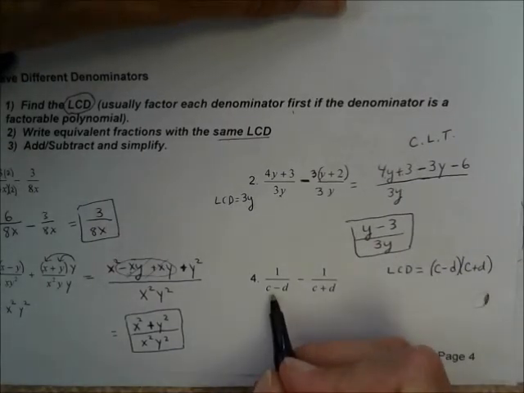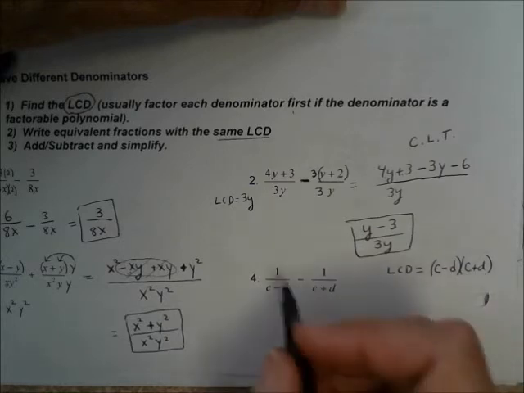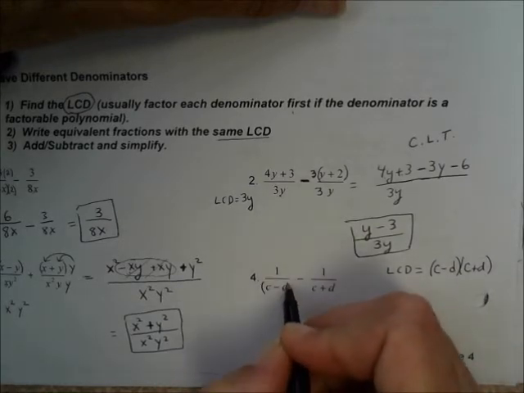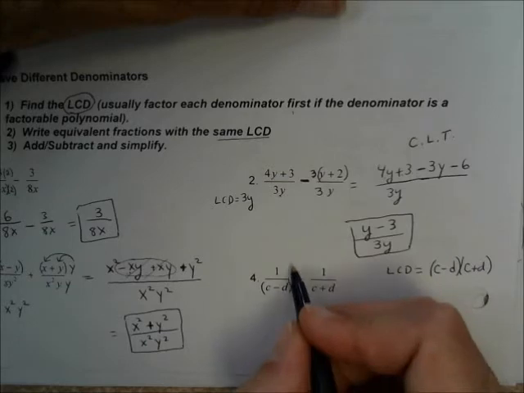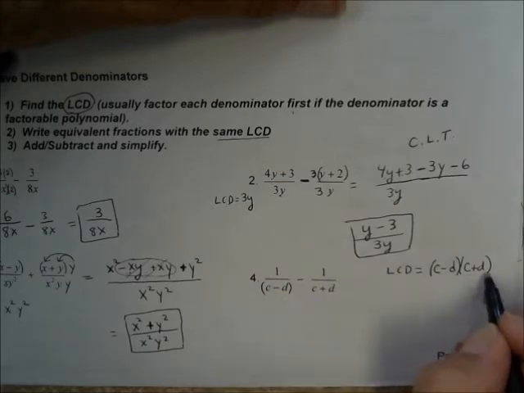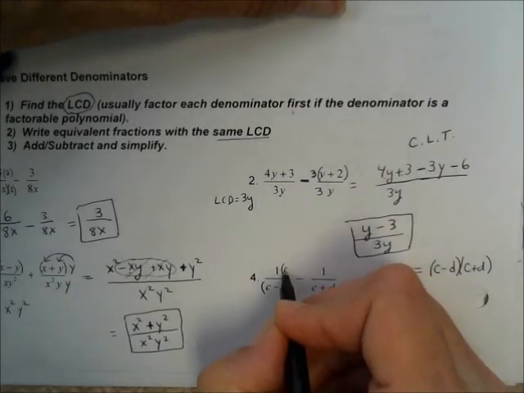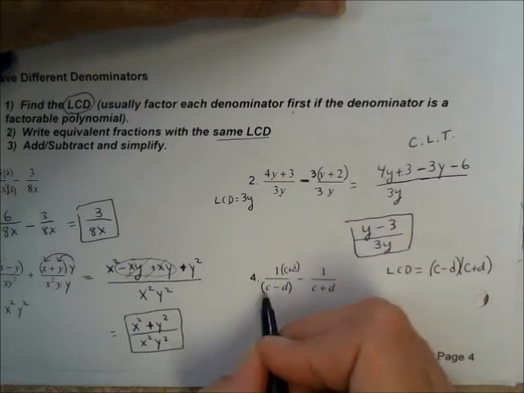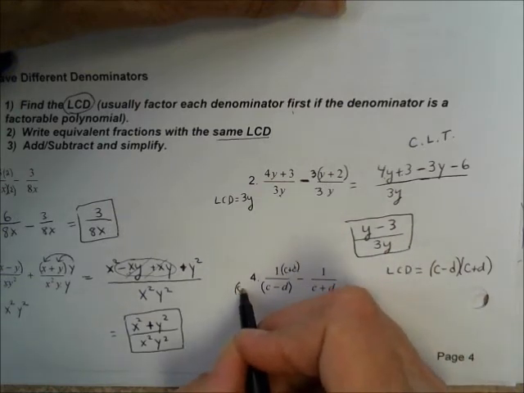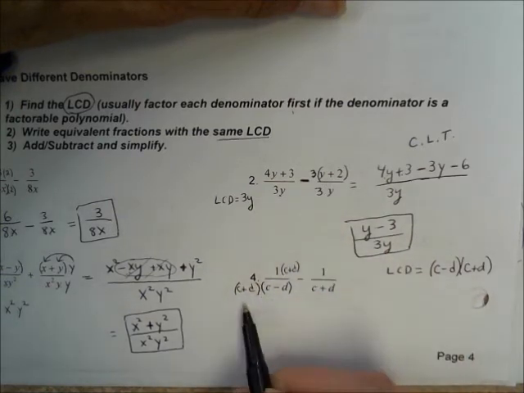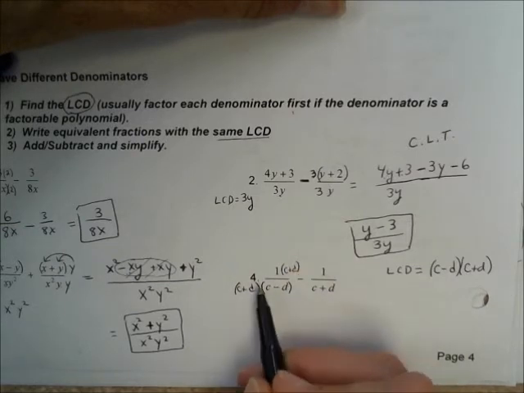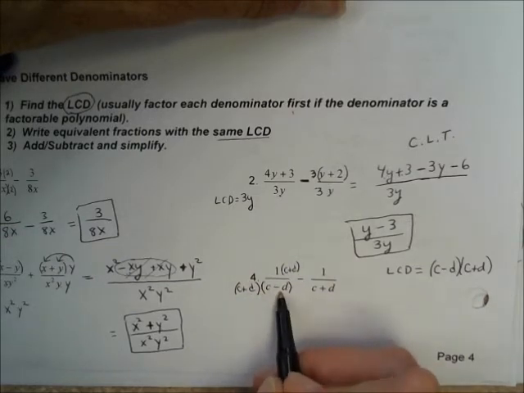And how do we get the c minus d times c plus d in this denominator? Well, I'm going to surround that with parentheses, and I'm going to multiply the top and bottom by the missing c plus d. I guess there's room off to the side here to write the c plus d. So now you can see that I multiplied top and bottom by c plus d.